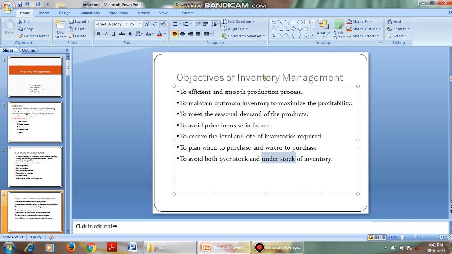Suddenly, if something has happened, this safety stock can be used. And if you purchase 150 bags, this 50 is overstock. If you purchase 70 bags, that 30 is understock.